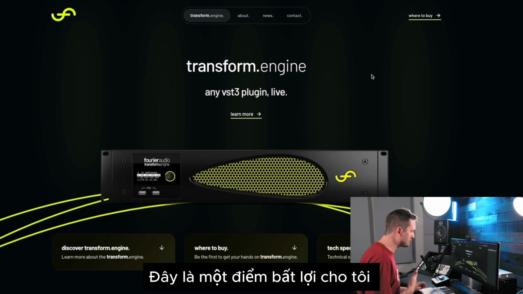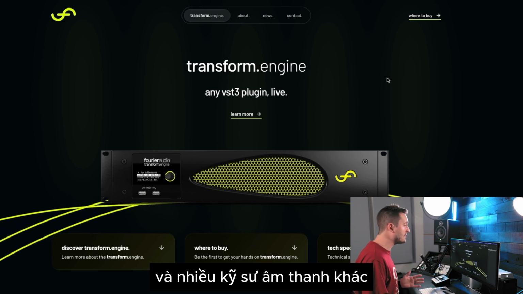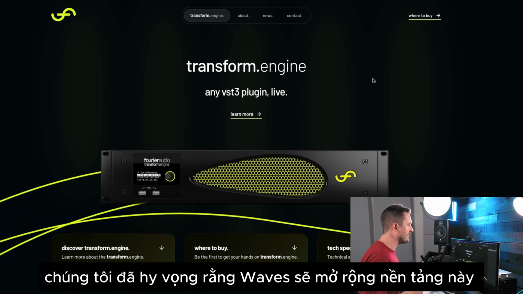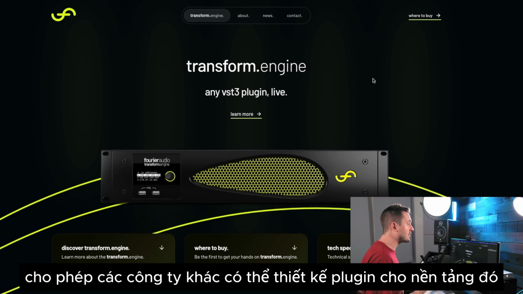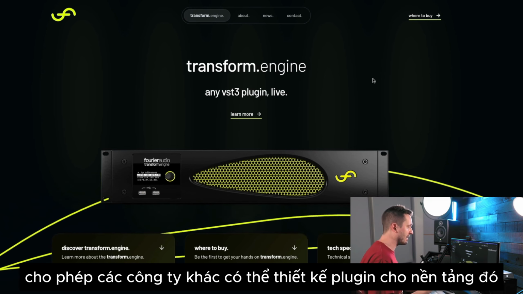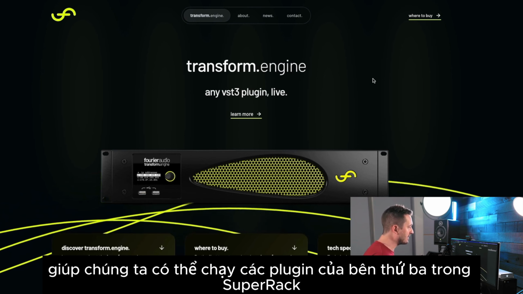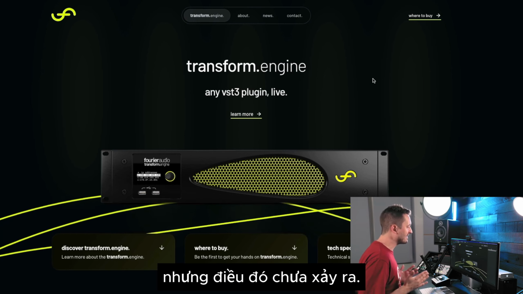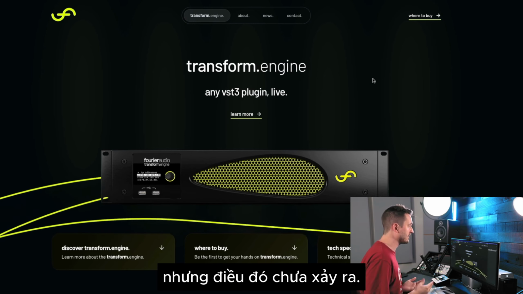I know it's been a tension point for myself and a lot of other engineers. We've been kind of hoping that Waves would open up the platform, let other companies engineer plugins for the platform so they could run third-party plugins from within Super Rack, but that hasn't happened, unfortunately.